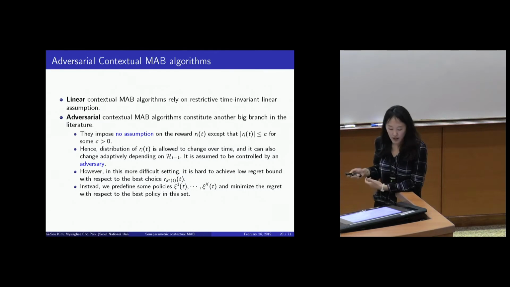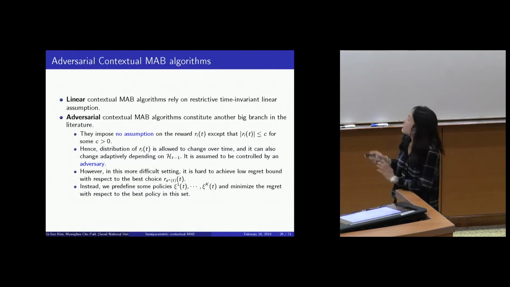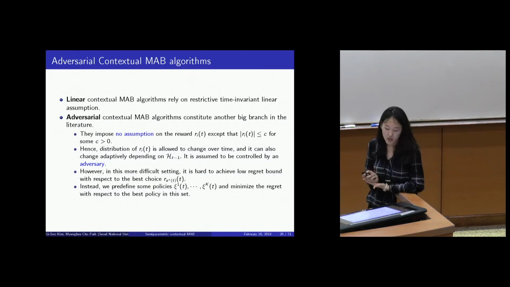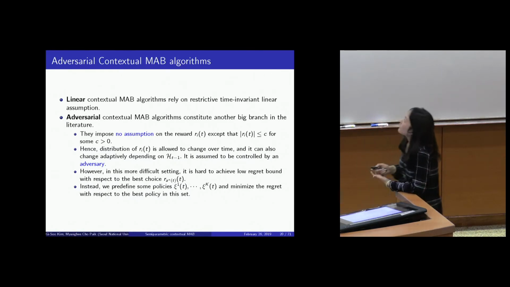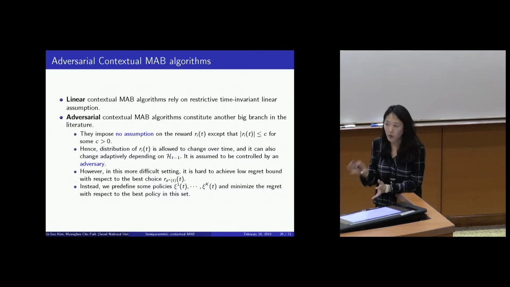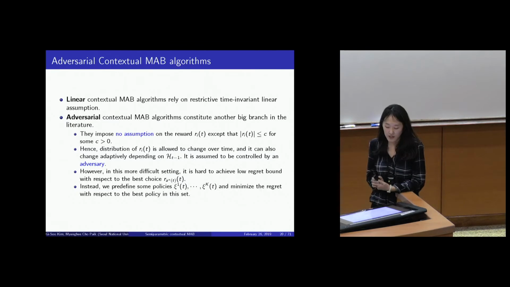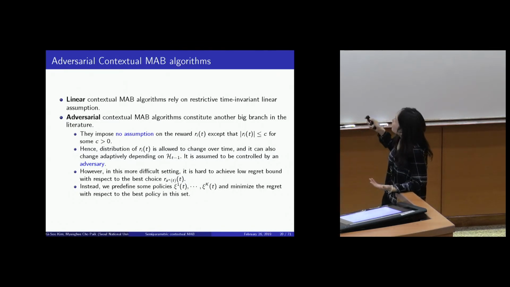In contrast, adversarial bandit algorithms constitute another big branch. These algorithms do not impose any assumption on the reward, except that the reward is bounded. Therefore, the distribution of the reward is allowed to change over time, and it can also change according to the past, adaptively. In the extreme, it is assumed to be controlled by an adversary. However, instead of greatly mitigating the assumption, it is very hard to achieve a low regret with respect to the best choice, S star T.